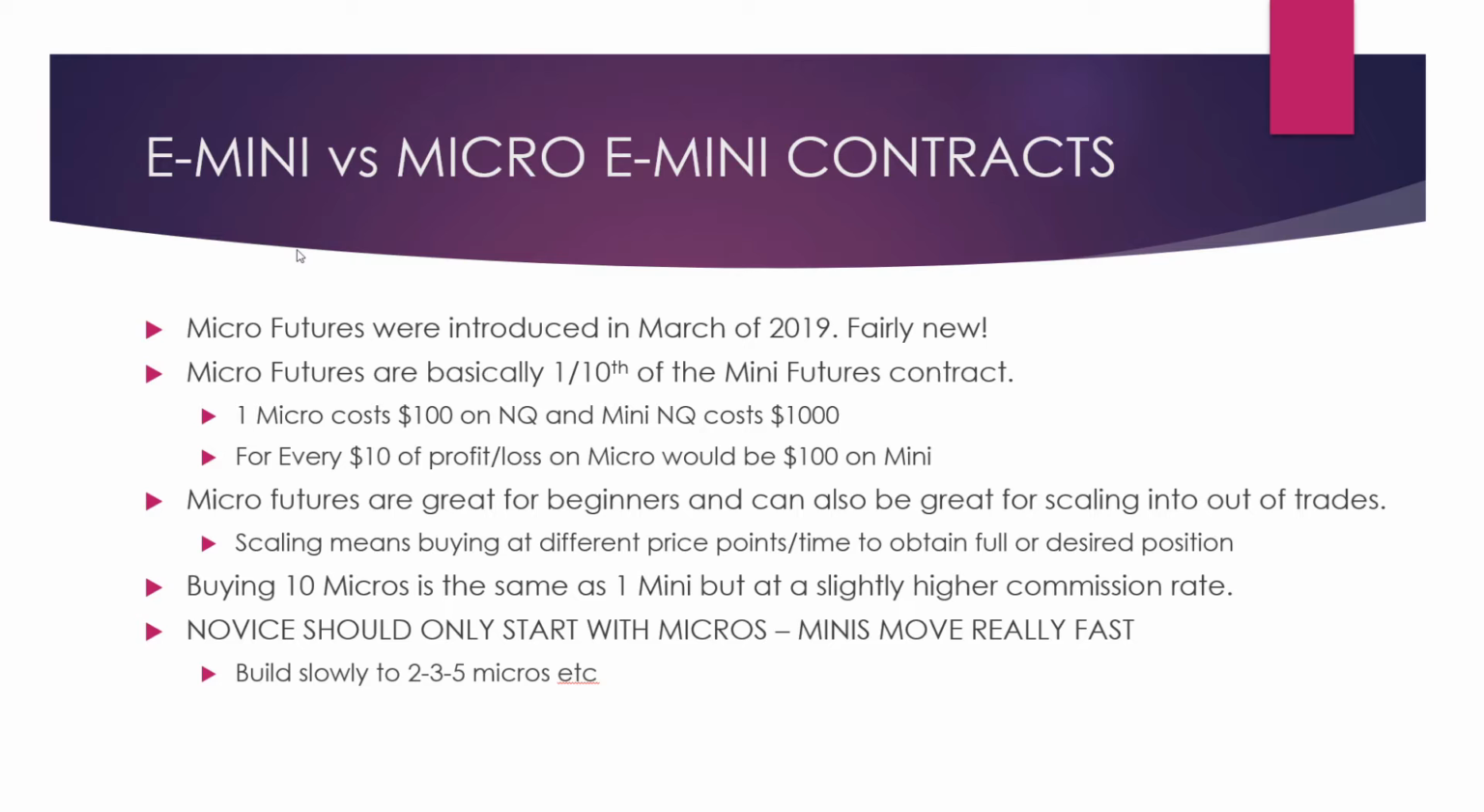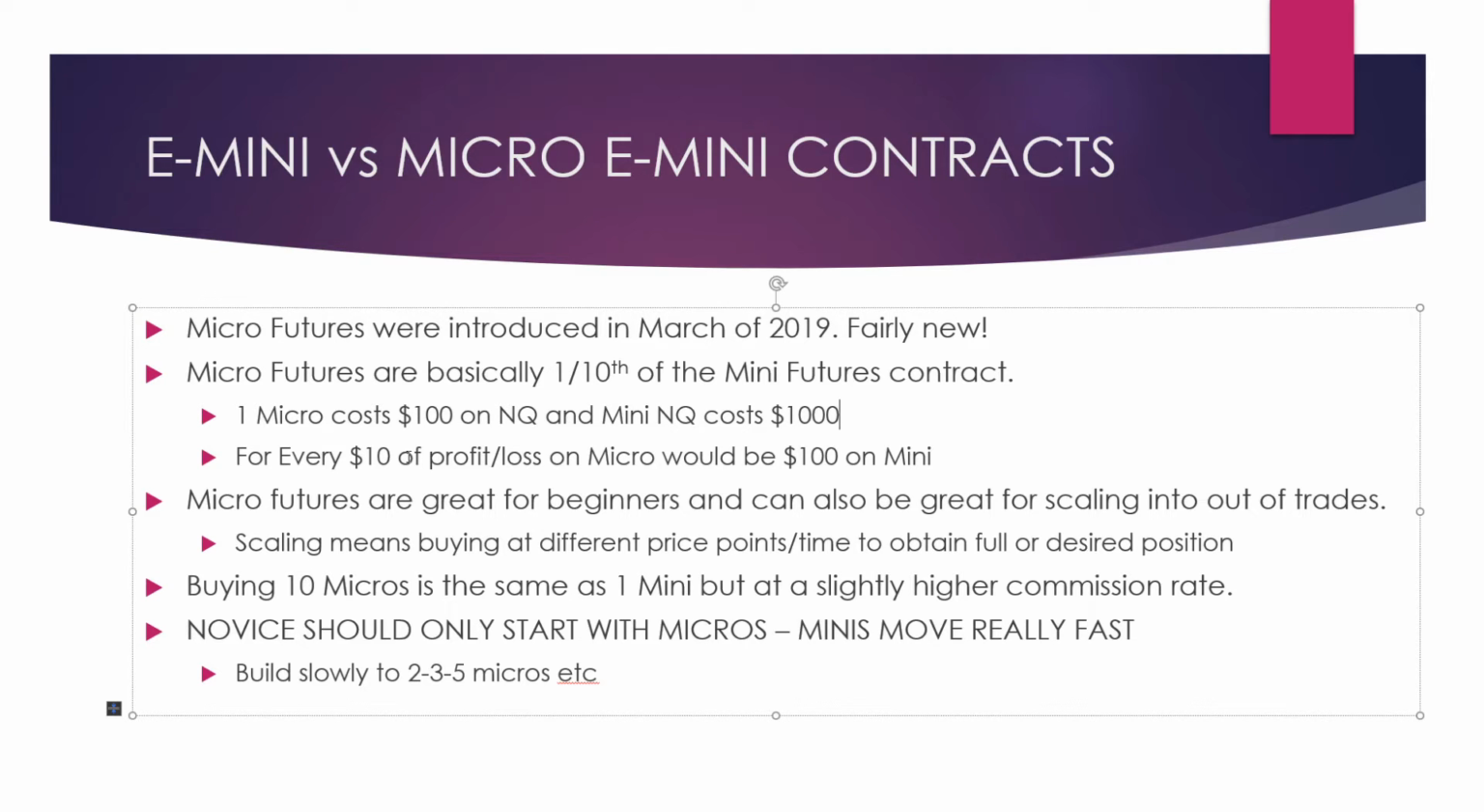If you've ever traded futures before, you are aware of the mini contracts, and the mini contracts can move really fast and they could be deadly to a small account. Not only do they move really fast, but they are also more expensive. With the micro contract, we're able to divide everything by 10. So one micro contract on the NQ will cost just $100, versus if you were buying a mini contract, it will cost you $1,000. And every $10 of profit or loss on a micro contract will be $100 on the mini. Therefore, you are able to manage your risk and your exposure in more detail.